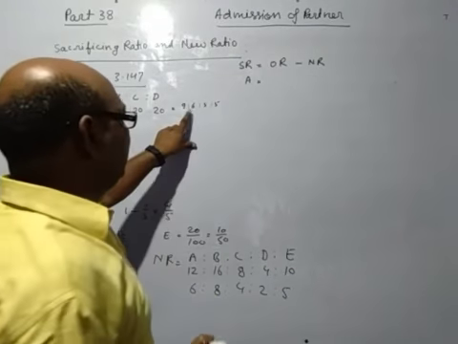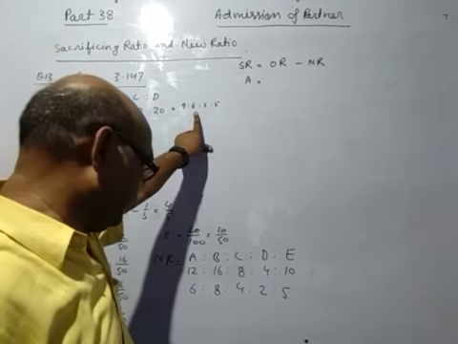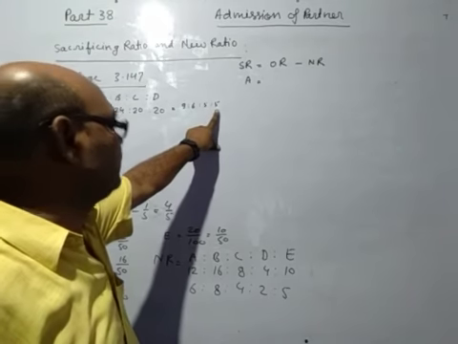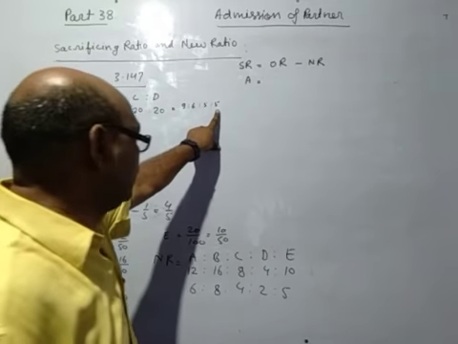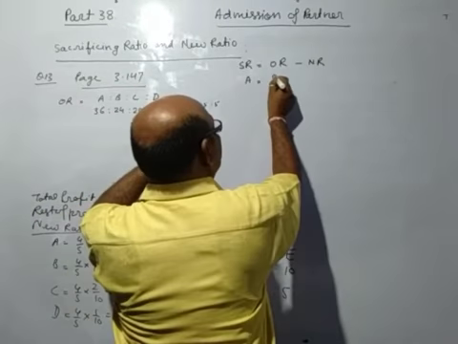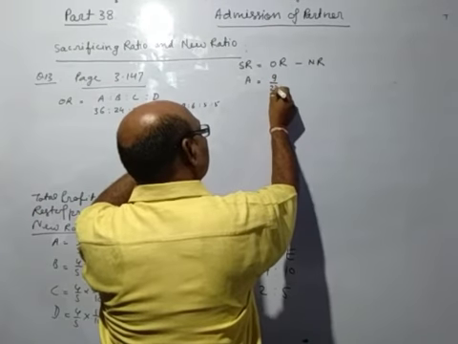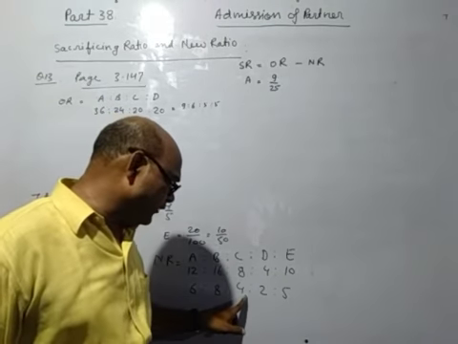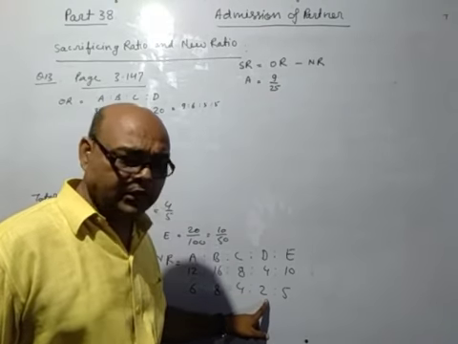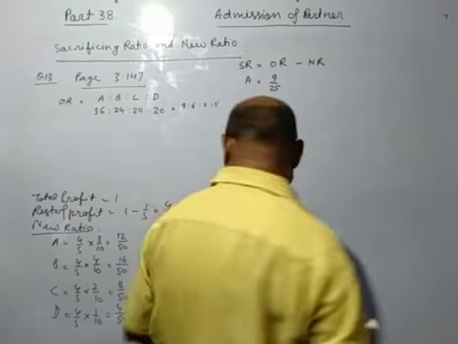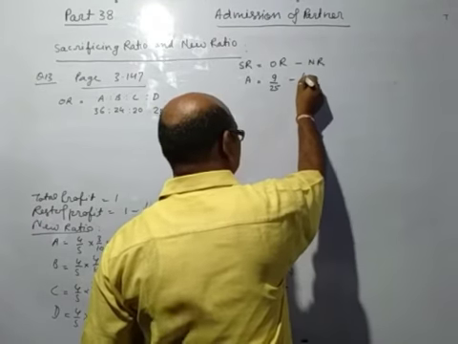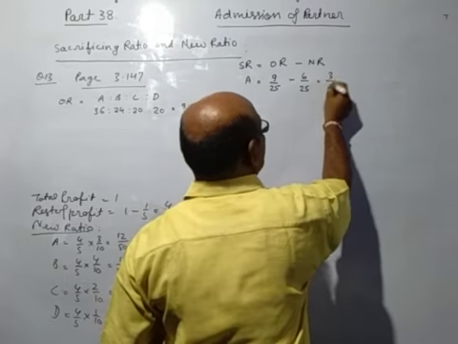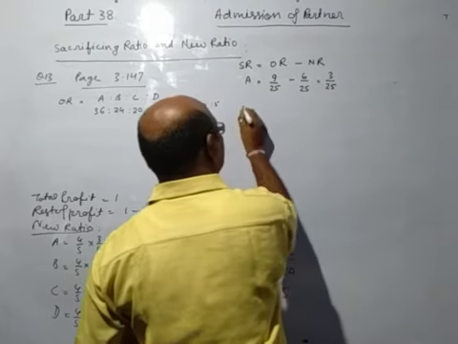For A, the old ratio: 9 plus 6, 15 plus 5, 20 plus 5, 25. So old ratio is 9 by 25. New ratio: 6 plus 8, 14, 14 plus 4, 18 plus 2, 20 plus 5, 25. So new ratio is 6 by 25. That has come 3 by 25.